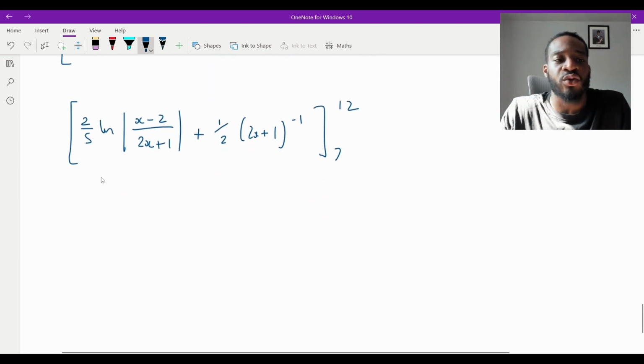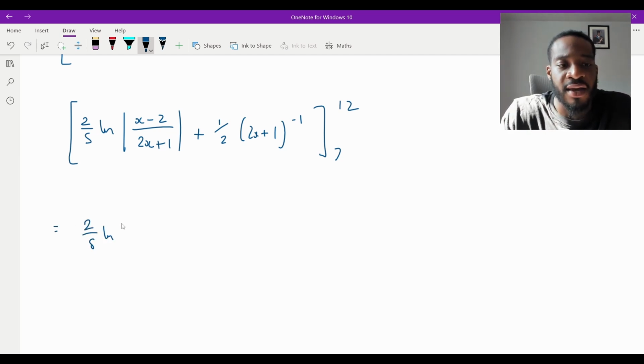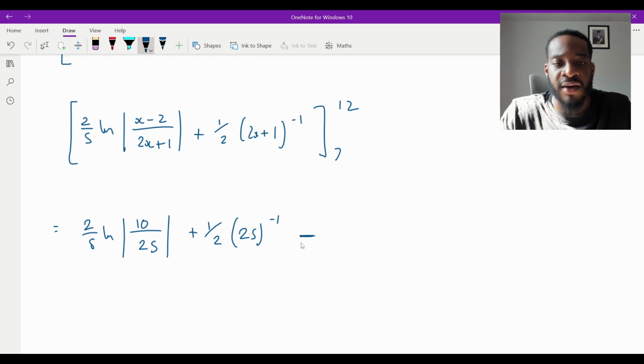So let's go ahead and do the upper limit. So if I plug in the upper limit, it's going to be 2/5 of ln, and then it's going to be 12 take away 2 is 10 over 12 times 2 is 24, right? 24 plus 1 is 25. So that's going to be 25 there. And then plus a half. And then what is that going to be? That's going to be 25 again, isn't it? 12 times 2 is 24 plus 1, 25. That's going to be 25 to the minus 1, which is 1 over 25. That's 1 over 50. Yeah? So let me just put that like that.